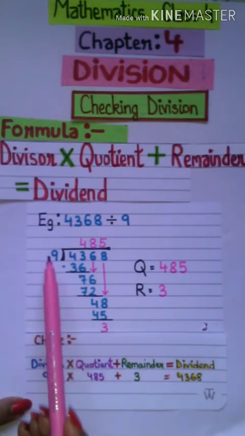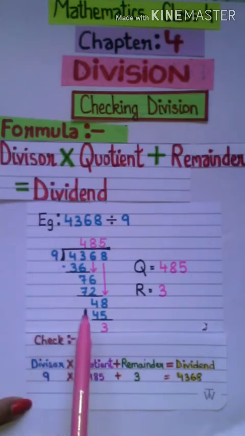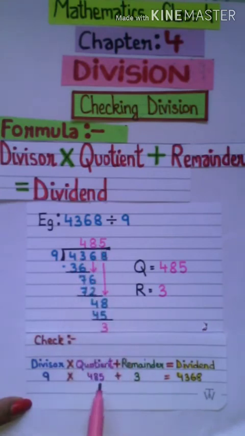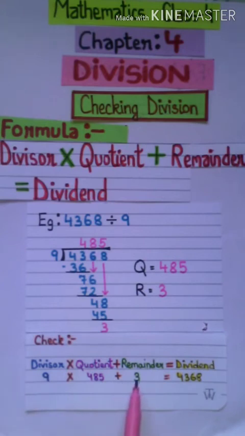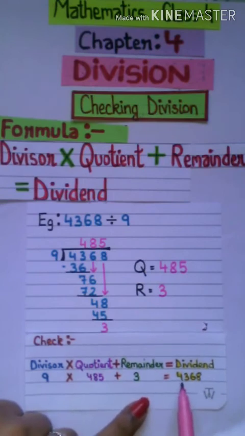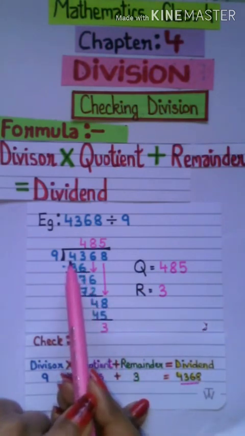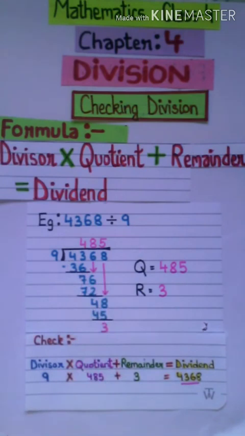Here my divisor is 9. The quotient is 485, plus the remainder is 3. And when I multiply 9 into 485 and add 3, the remainder, my answer is 4368. That is the same as the dividend in this division sum. So, according to this formula, this division sum is absolutely correct.